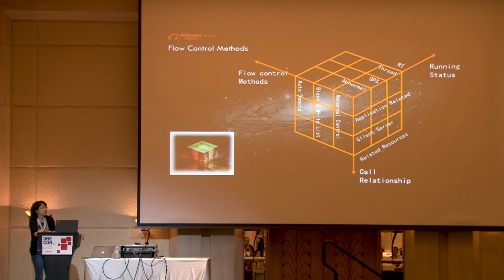Finally, we need a flexible framework which has 3 dimensions. One is the running status. The other is the flow control methods, which means when we need to do the flow control, we can demote it or even add it to the blacklist. And also, we can do the flow control according to its call relationship.